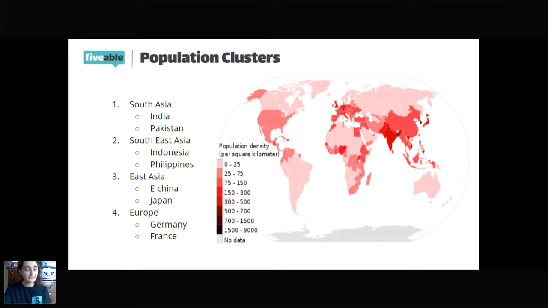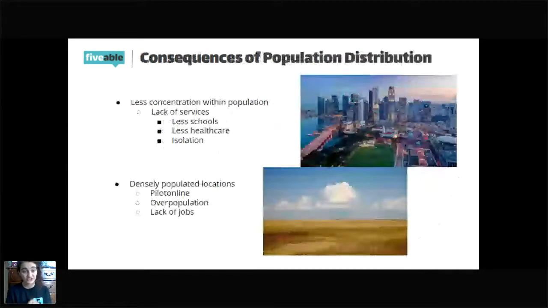And what does that tell us? So we have consequences of population distribution. What do the more populated and less populated areas tell us, right? So the less concentrated population, right?